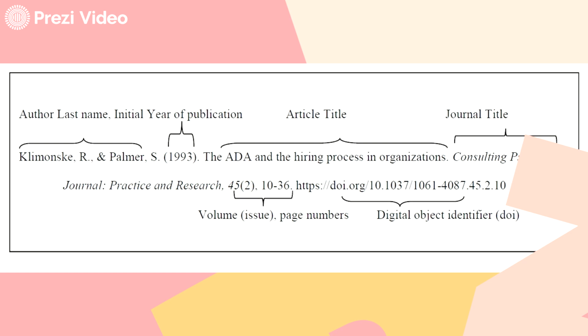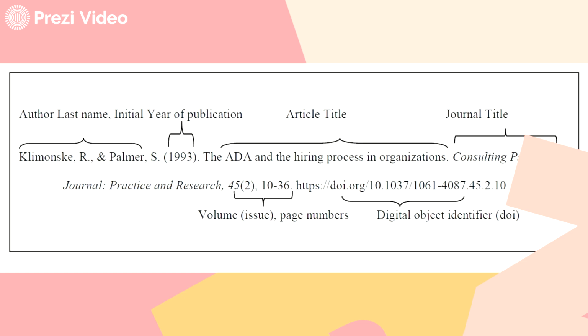So as an example, here is a journal citation. The author's last name and initials, followed by the year of publication, and then the article title, followed by the journal title, the volume number, the issue number inside the parentheses, and then the page numbers follow the issue number. As you can see, the bibliographic entries are still terminated by the use of a period. So the author's last name and initials, period, the year of publication, period, the article title, period, the journal title, comma, the volume, issue, and page numbers, and then period.